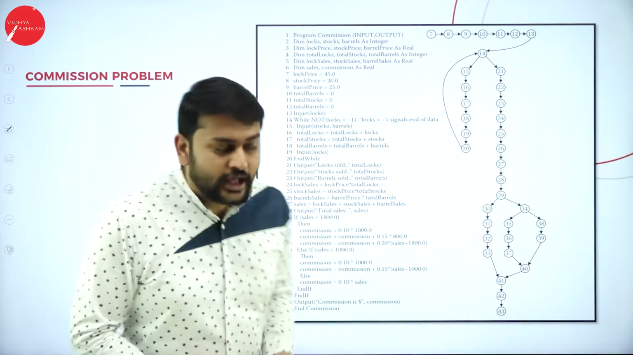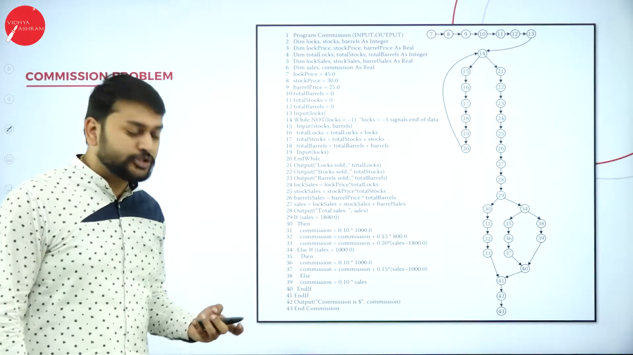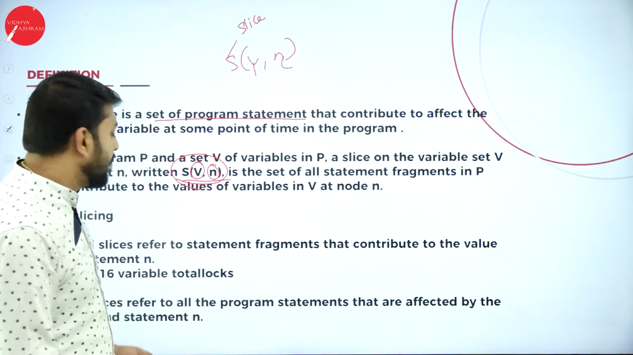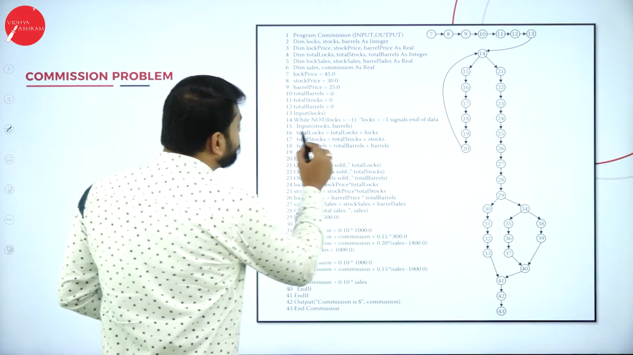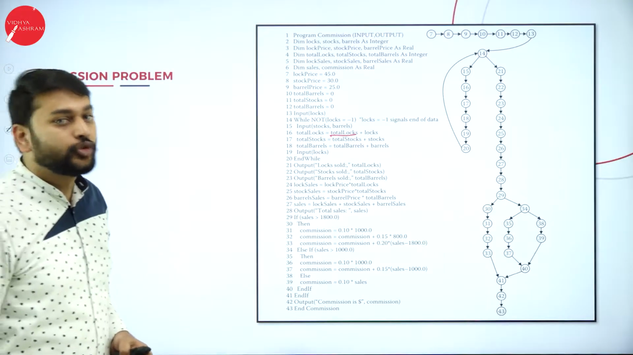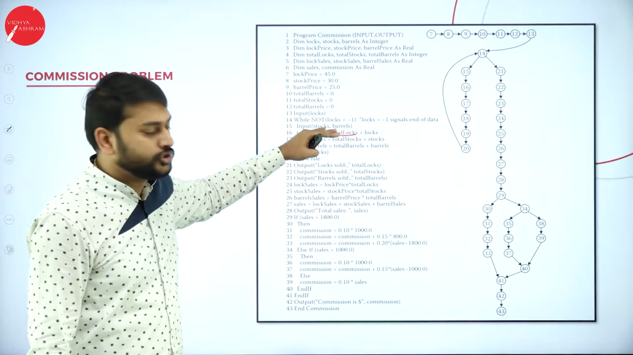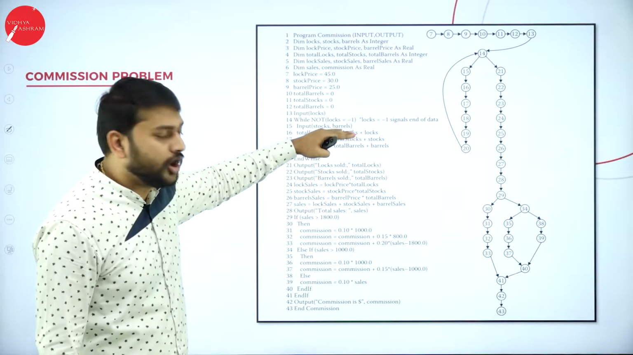As usual, we have the commission problem. When it comes to the commission problem, look at the example at line number 16. What do I have in line number 16? Guys, I have total locks. Here I have total locks. After this total locks, whatever I have with respect to the total locks, after 15, after 16.